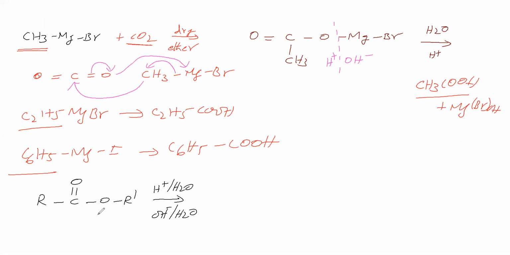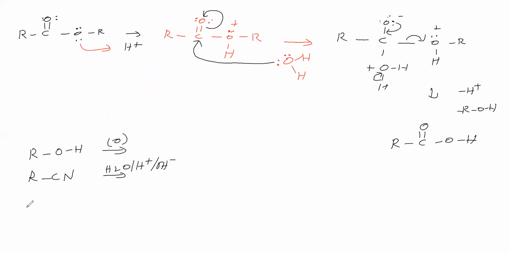Next one is ester undergoes hydrolysis in the presence of acid or base, which gives carboxylic acid. Okay. Some more reactions about preparation of carboxylic acid. What reaction? In the sense, Koch reaction we are taking.